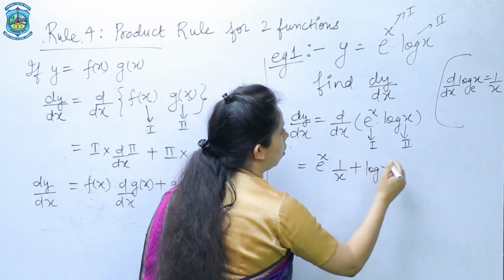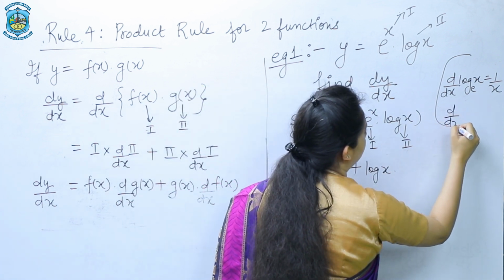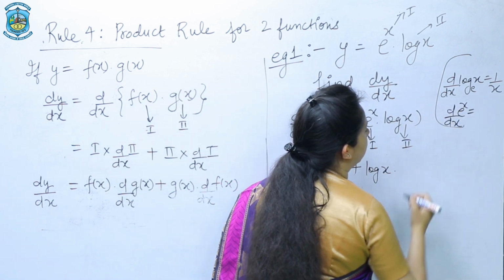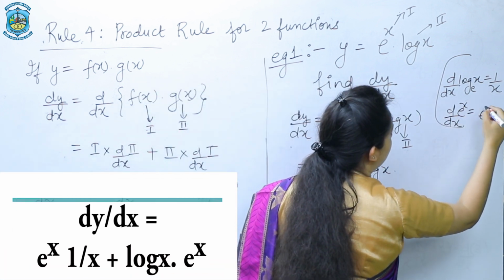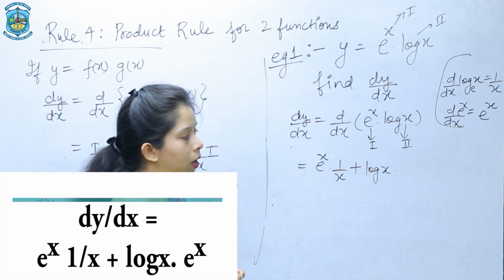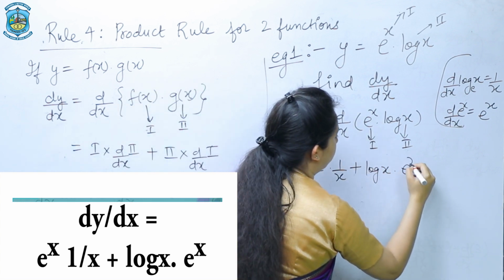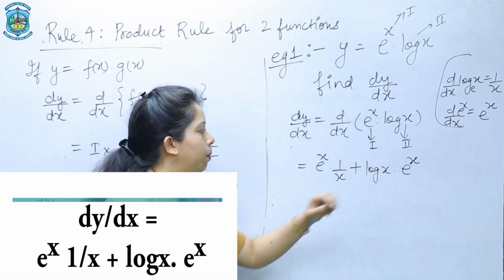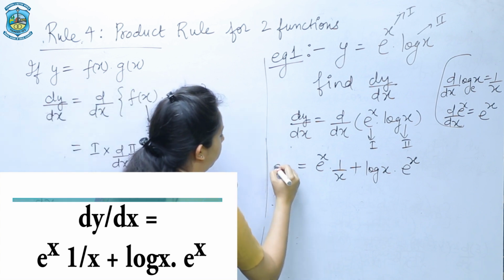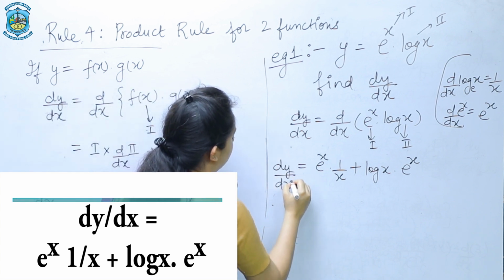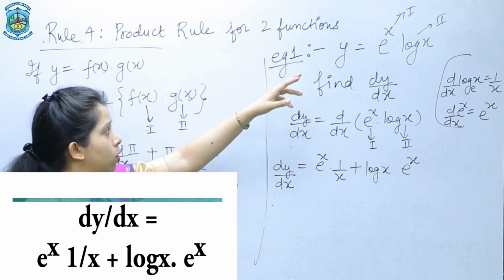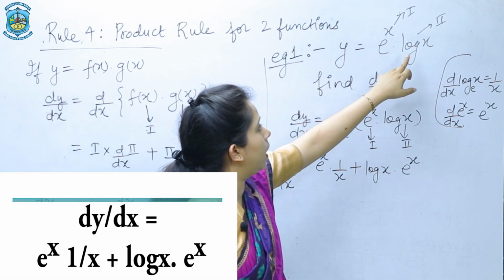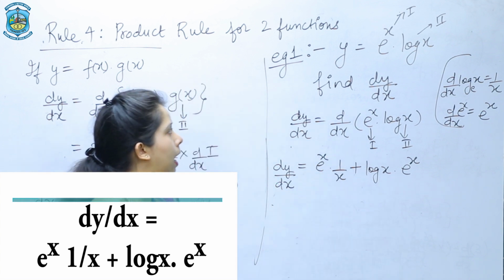So differentiation of e raised to the power x, this formula is also done in the first video. So differentiation of e raised to the power x is equal to e raised to the power x. So we will apply derivative of first, that will be e raised to the power x. So this is the final value of derivative of the function where y was equal to e raised to the power x into log x. This was the first example.